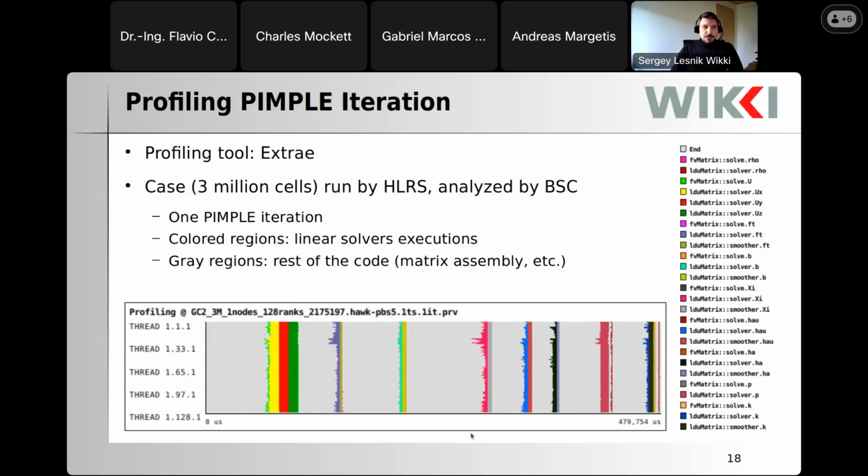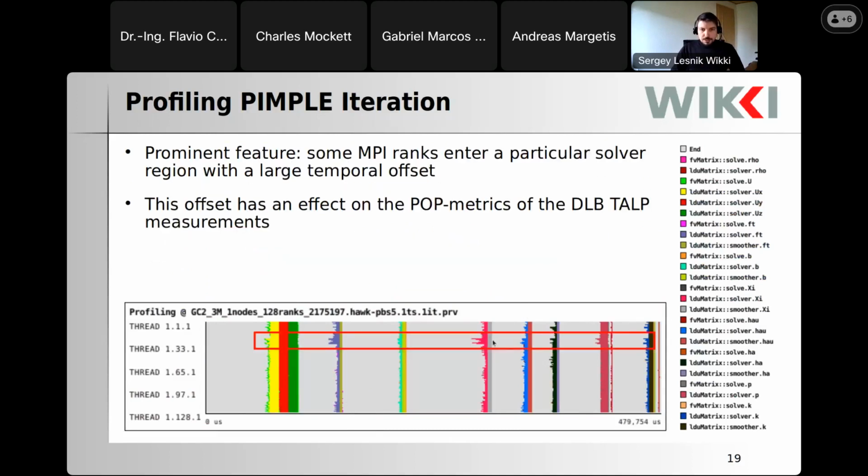What you see is one PIMPLE iteration, and the colored regions are the linear solver executions, and the gray regions in between are the rest of the code. So we just wanted to look at the linear solvers. And here you can see that we have some peaks, right? I need to mention that on the y-axis we have MPI ranks. The x-axis is the execution time. And for some MPI ranks, we have strange peaks here, which indicate an imbalance.